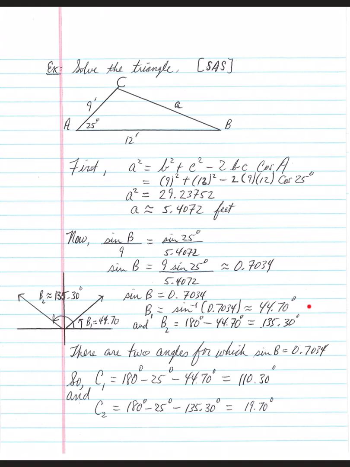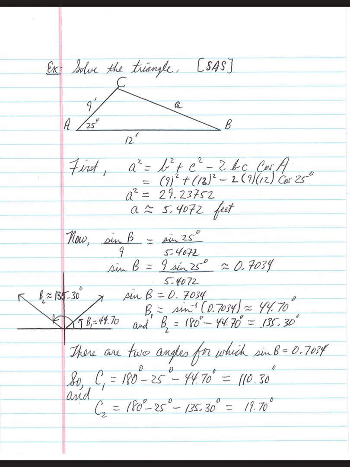So you've got two different possible answers. So let's finish it with this first angle, and that's why I called it B1. If B is 44.70, and from this diagram, that's the one that looks right, 180 minus 25 minus 44.70 gives you one possibility for C. If B is acute, C will be obtuse. This other angle, if B is obtuse and measures 135.3, then that forces C in this scenario to be acute.